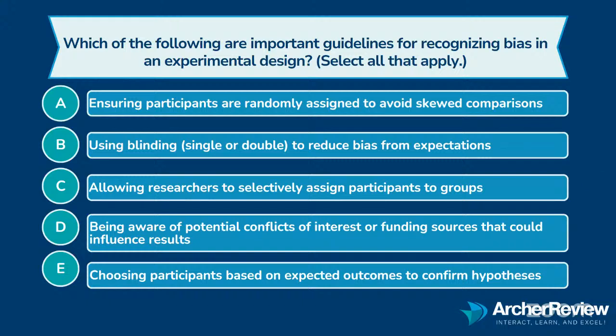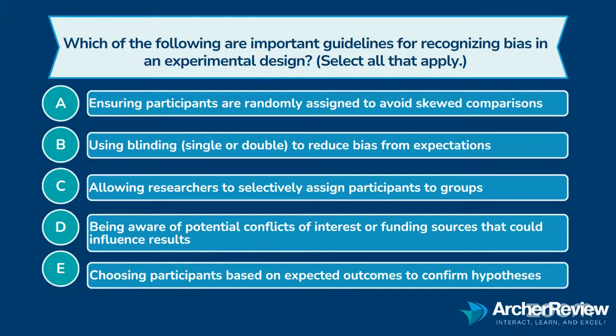All right. Which of the following are guidelines for recognizing bias in an experimental design? Select all that apply. A, ensuring participants are randomly assigned to avoid skewed comparisons. B, using blinding, either single or double, to reduce bias from expectations.